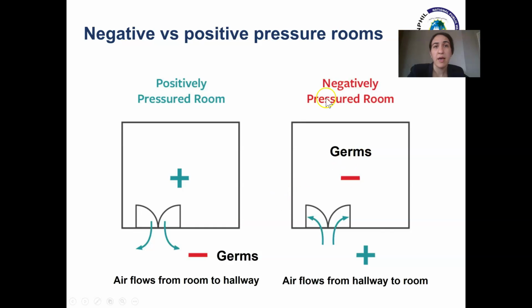In contrast, a negative pressure room uses lower air pressure to allow outside air into the room. This keeps potentially harmful particles within the negative pressure room. Negative pressure rooms in medical facilities isolate patients with infectious conditions and protect people outside the room from exposure.